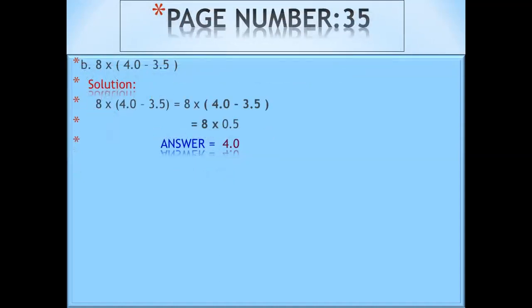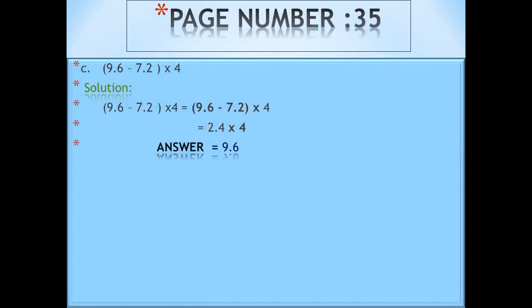Come to part B. 8 multiplied by 4.0 minus 3.5. So first we solve the bracket. We subtract these two decimal numbers and then we multiply it with 8. When we subtract 4.0 minus 3.5, what will be the answer? 0.5. 0.5 multiplied by 8 is 4.0. 4.0 is our required answer.